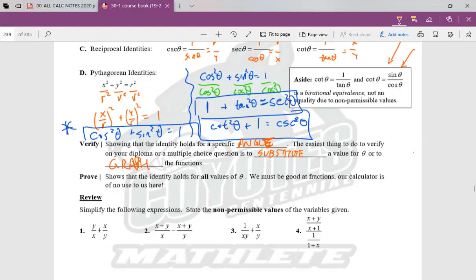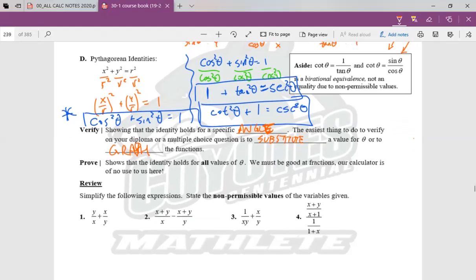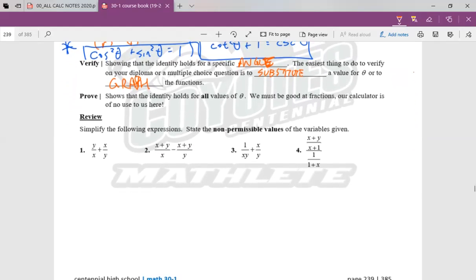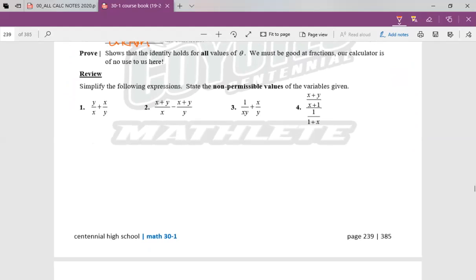Okay, a bigger piece than just verifying this, however, is where we are being asked to prove an identity. And if we're proving something, we are showing that it's always true for all values of theta. We must be good at fractions. Our calculator is no use to us here, and this ends up being one of the big things in this course, being able to prove trigonometric identities. We need to review some skills that we've dealt with before, and we've gotten better at these over the last couple of years. It's fraction stuff for the most part that this is going to draw on us to be great at.